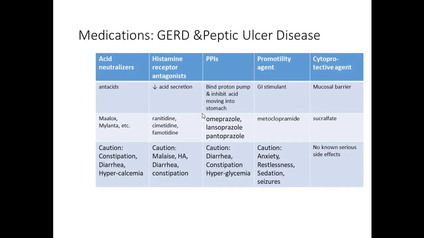All right, meds for GERD and peptic ulcer disease. So I want you guys to know these because these are very important to know. Antacids will neutralize that acid. So these are things like Maalox, Mylanta. They just basically neutralize the stomach acid there. People can be constipated. They can get diarrhea.